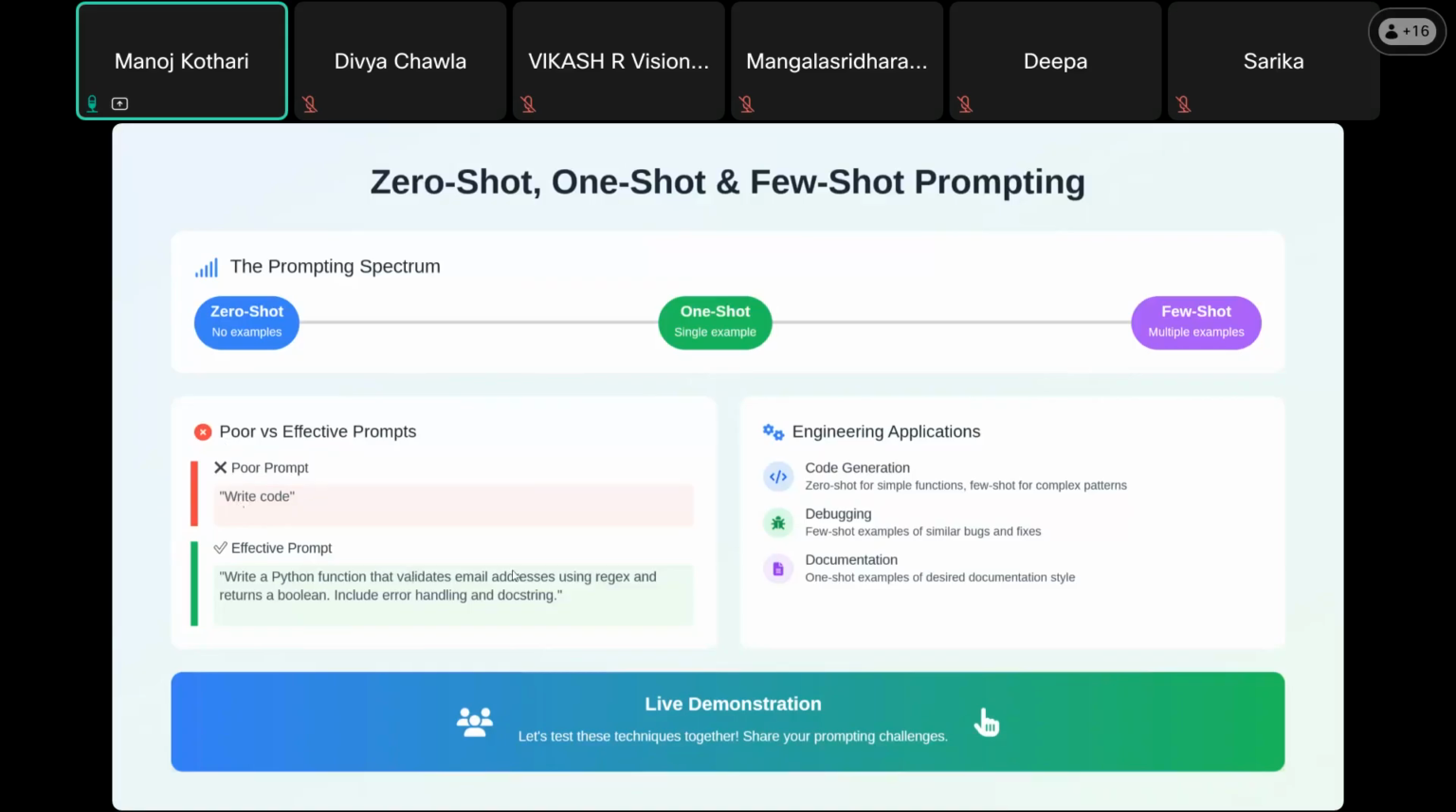Correct? So what you have to do is you have to write your prompt effectively like this one. Write a Python function that validates an email address using regex and returns a boolean. Include error handling in the docstring. When you are saying this, you know that this Gen AI will be able to give you an example easily.